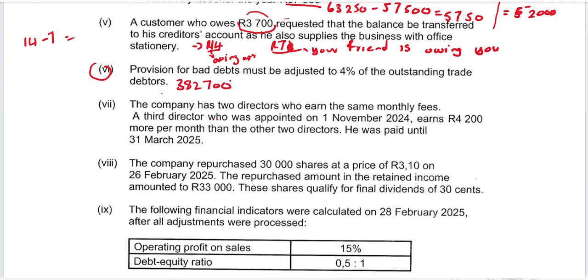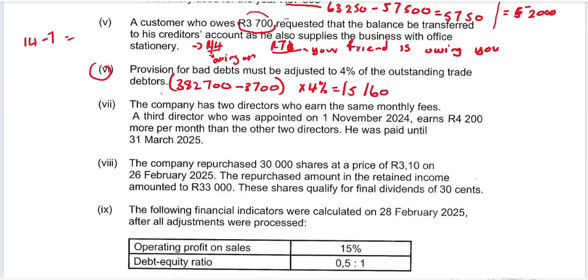Since on this amount of debtors control there was a 3,700 that was included, we have to subtract it, because we are no longer going to receive that money. And then we multiply by 4%. So 382,700 minus 3,700, and then multiplied by 4%. We get 15,160. Now our provision for bad debt is 15,160.